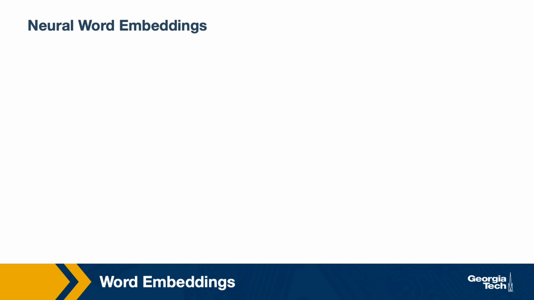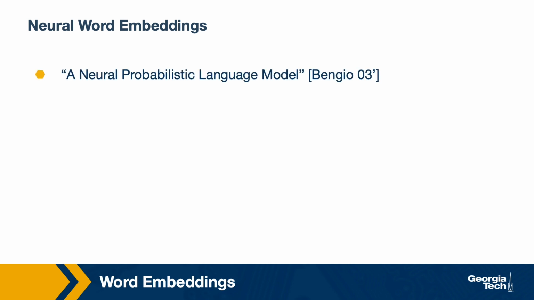There is a series of work based on the idea of learning word representations using neural networks. The work by Yoshua Bengio in 2003, a neural probabilistic language model, proposed the following. It associated each word in the vocabulary with a distributed word feature vector, and it uses a neural network model to essentially try to predict the next word.